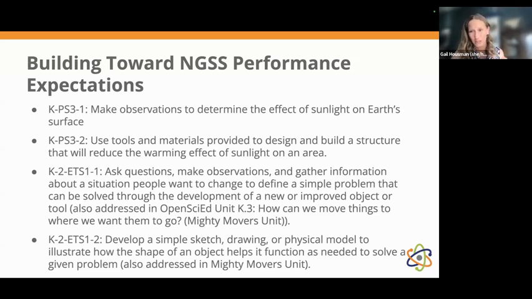And then this is an engineering design unit. So we have asking questions and making observations and gathering information about a situation people want to change to define a simple problem that can be solved through the development of a new or improved object or tool. And also kids get to develop a simple sketch, drawing, or physical model. We'll actually do all those to illustrate how the shape of an object helps it function as needed to solve a given problem. Those 2 engineering PEs are also addressed in the 3rd kindergarten unit in the sequence, which you'll get to hear about later. But we have those 2 engineering PEs, and this is one of them in the sequence.